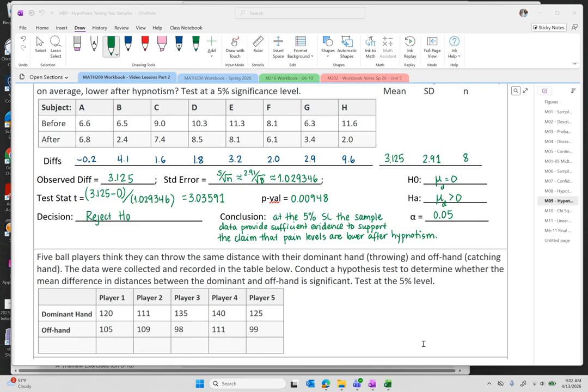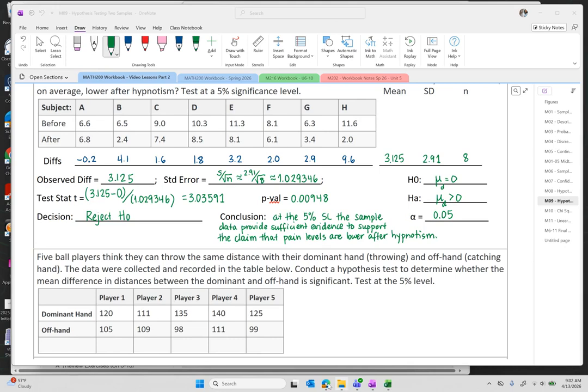Remember that in our decision, we only reject the null or fail to reject the null, and in our conclusion, we only claim that we can support the alternative or we cannot support the alternative hypothesis. Do not mention the alternative in your decision, and do not mention the null in your conclusion.